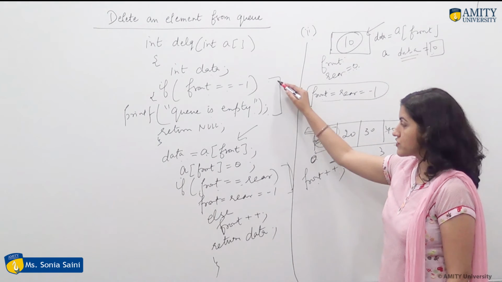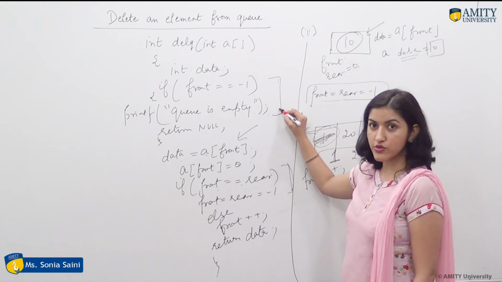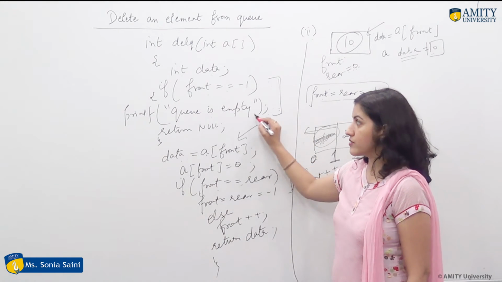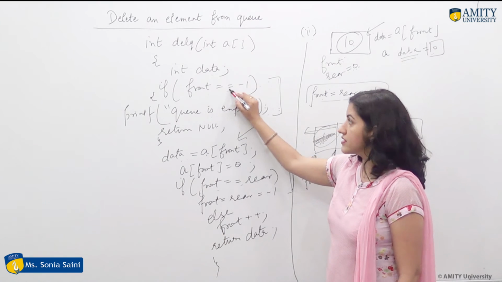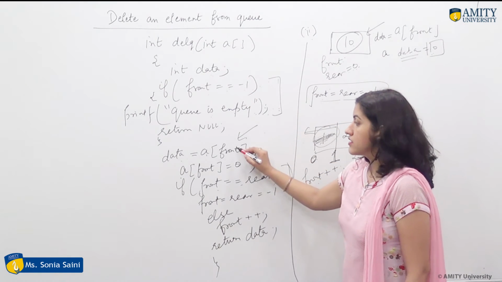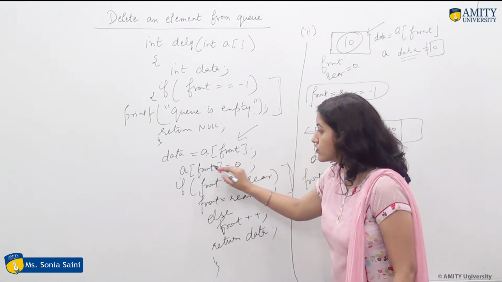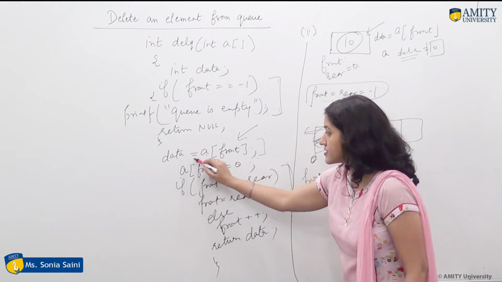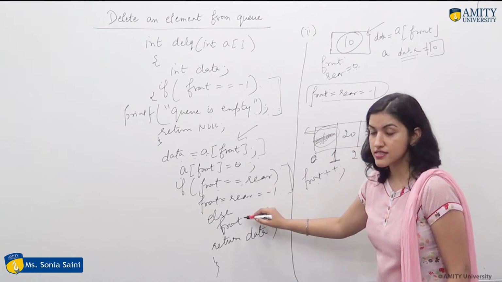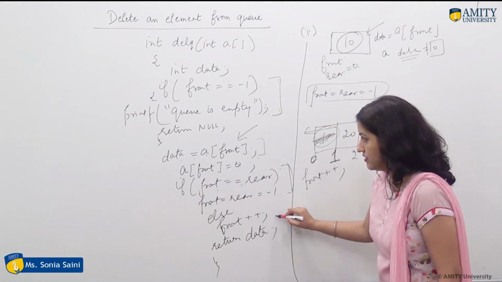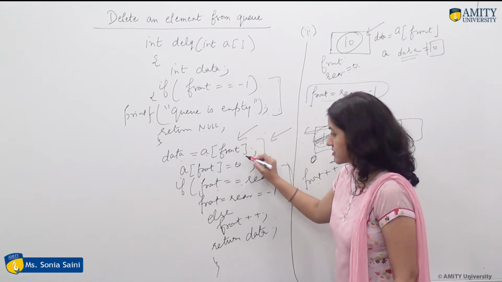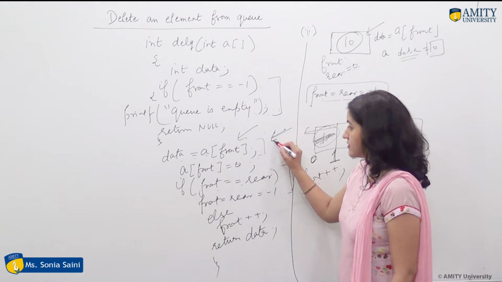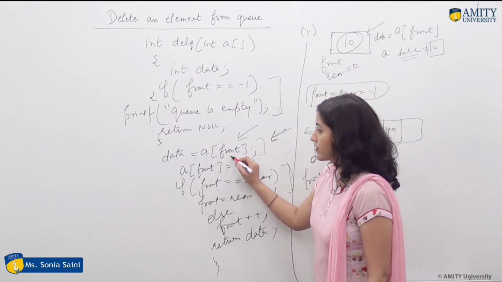Now there are three cases. First case, we have to check whether the queue is empty or not. If the queue is empty, there is nothing to delete. Simply write, queue is empty. This is the condition: if front is equal to -1. And you can also do one thing. If you don't want to write this again and again in the if part as well as the else part, you can write data is equal to A front only once. We have assigned A front to the data part.